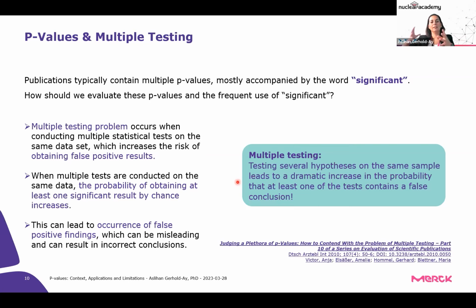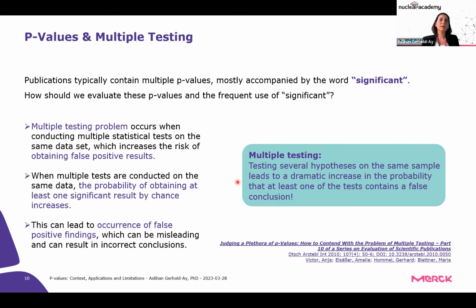And the other thing in this context which is really important is multiple testing. At the end, we have a lot of p-values reported in publications. We have in each of these publications also the wording significance, which is more or less strongly used. And the problem is when we test several hypotheses on the same sample, this increases dramatically the probability of having a false conclusion. Therefore, it is important to adjust for this.